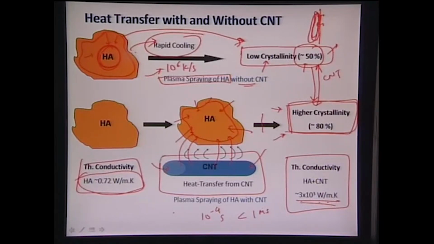That time should be sufficient for the CNT to capture the heat and release it back to the hydroxyapatite over a somewhat longer duration. So this time is only available for hydroxyapatite to absorb heat during the plasma plume, and once it has settled onto the substrate, it does not have any heat left in itself, because all the heat is lost to the substrate. Whereas in presence of CNT, this time is sufficient for it to absorb enough heat, and then once it is impacted onto the substrate, it can release that heat back to the hydroxyapatite crystal, and therefore the overall crystallinity can be increased drastically.